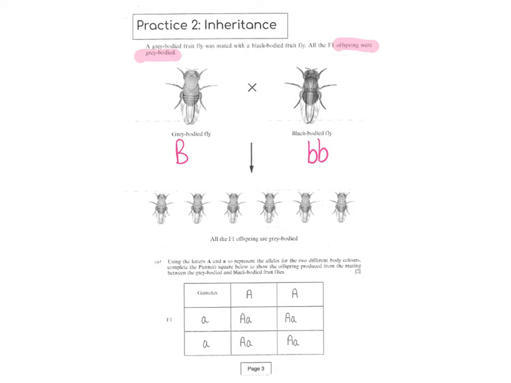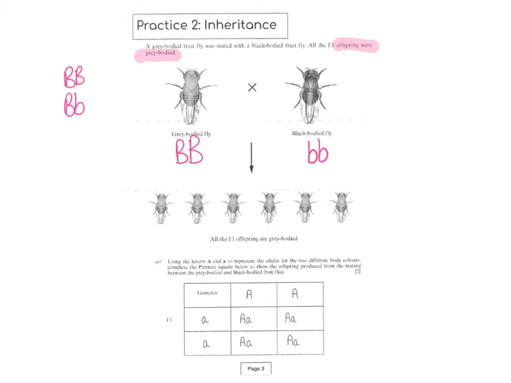They said to choose the letter, but we will make sure of that in a second, okay? But we need to work out, is the grey-bodied fly big B, big B, or is he big B, little b? Because either one would give him grey-bodied. If all of the offspring are grey-bodied, he has to be big B, big B, okay? Because if he's heterozygous, big B, little b, he can pass on a black-bodied gene to offspring. But obviously he hasn't, because they all come out grey.